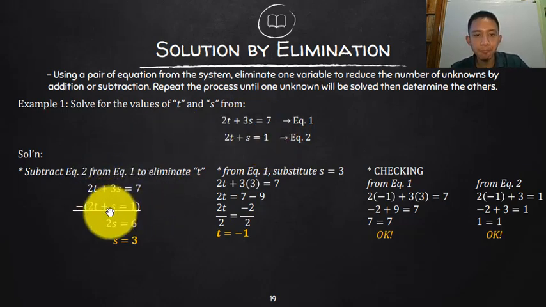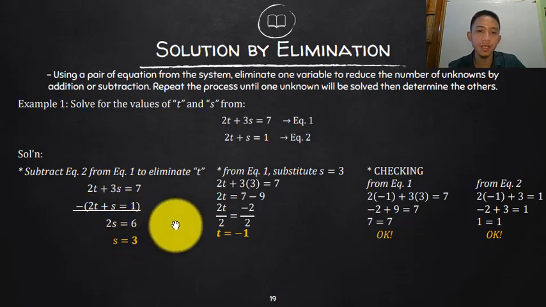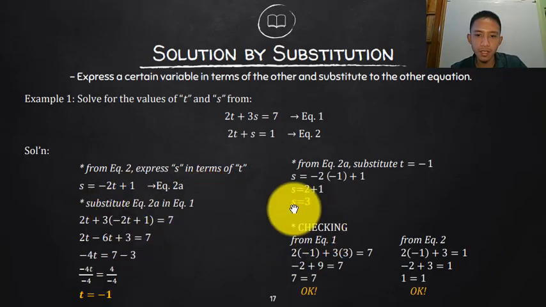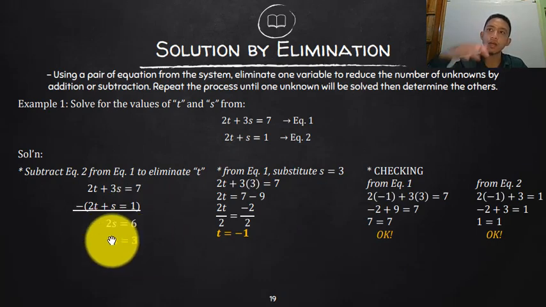So now, again, 3s minus s is 2s, 7 minus 1 is 6. Solve for s, so divide both sides by 2. You will have s, 6 divided by 2 is positive 3. Is that our s a while ago? By elimination, yes, that is 3. Now you already have one, so just like substitution, go back and then solve for the rest.